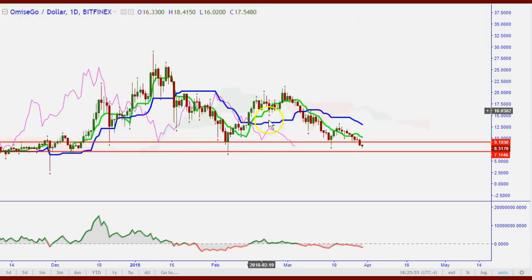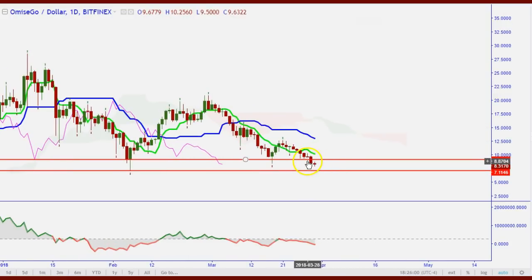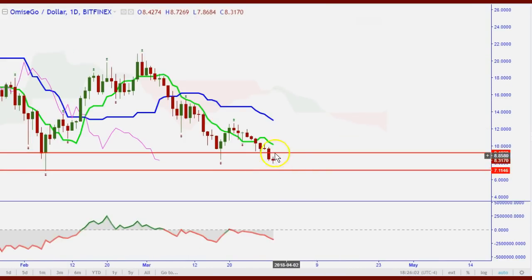You can see this flat market. Ichimoku doesn't really help me much. It's a crossover. So we may see the market bounce here. Again, I'm getting another sign, a little indecision sign here.